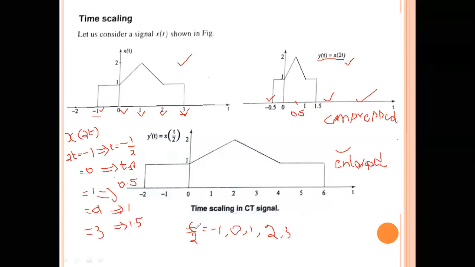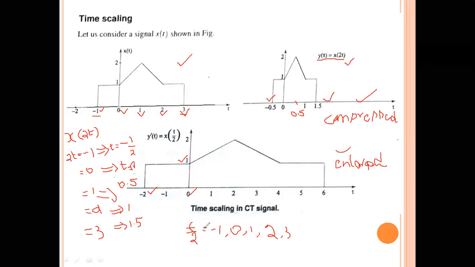Now see here, if you equate t by 2 is equal to -1, what you will get? t is equal to -2. Now if you equate t by 2 is equal to 0, what you will get? t is equal to 0. That means from -1 to 0, that signal is having magnitude 1. So in this particular case, from -2 to 0, the signal is having the magnitude 1. This is the basic signal. From 0 to 1, you have a positive slope ramp function, from 1 to 2 a negative ramp function, and from 2 to 3 again the signal magnitude is 1. At 3 the slope is equal to 0.